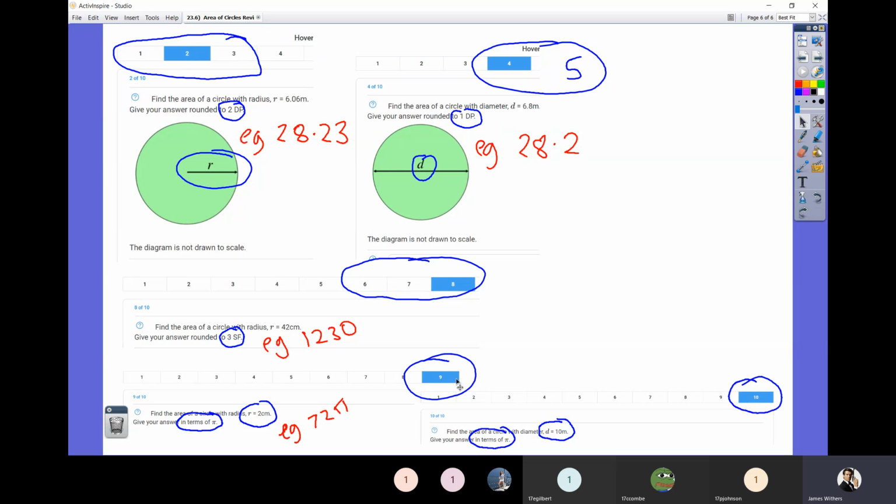And then finally, question 10. Find the area of a circle with diameter 10. Give your answers in terms of pi. So you're given the diameter, so you're going to have to halve the diameter to get the radius. But your final answer again is going to be something like 72 pi. So there's lots of ways to drop marks here if you're not careful. It could be the decimal places, 2 or 1, or the significant figures, or in terms of pi. So make sure you read the questions, and then again, be careful. Are you given the radius or are you given the diameter?